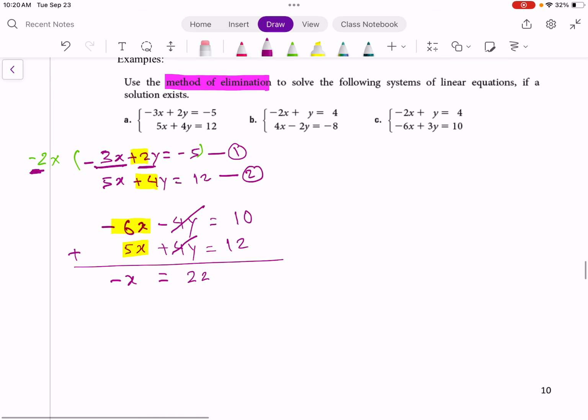We need to find the value of x. So let's divide both sides by negative 1. Our x is negative 22. Yes.